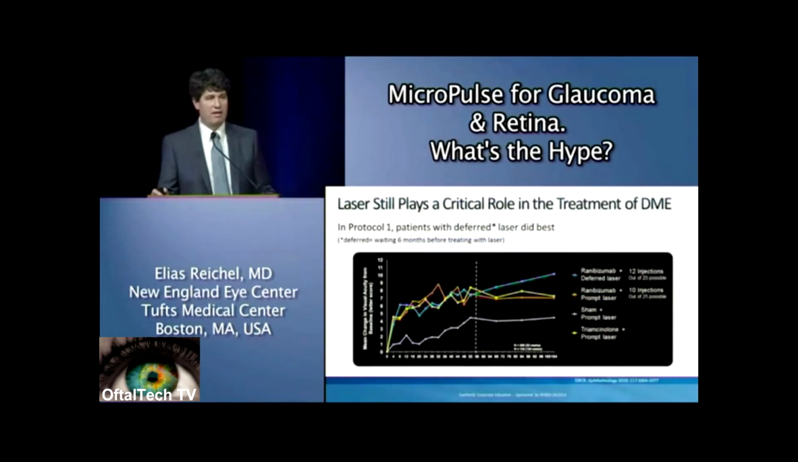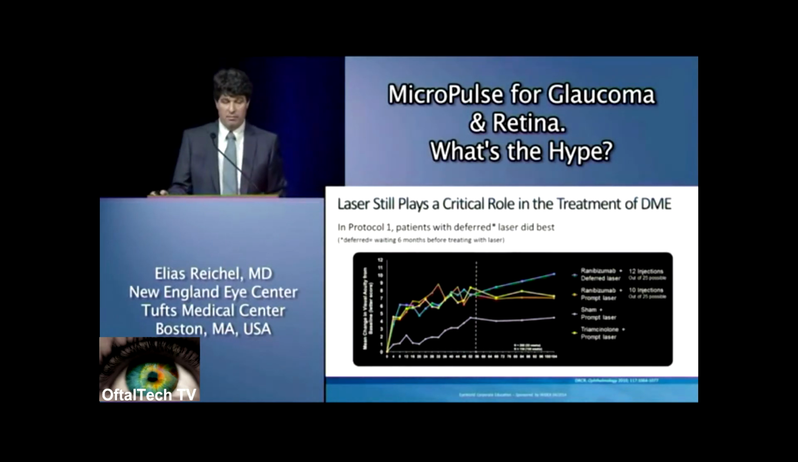Well, DRCRnet also looked at a variety of treatment protocols. And in Protocol 1, which is a really important study, you can see that they compared triamcinolone with prompt laser, and prompt laser means laser within 1 week of doing the injection. They compared sham with prompt laser, again, within a week of the injection. They compared ranibizumab with prompt laser, and also Lucentis or ranibizumab with deferred laser. And deferred laser means laser 6 months after the initial injection.